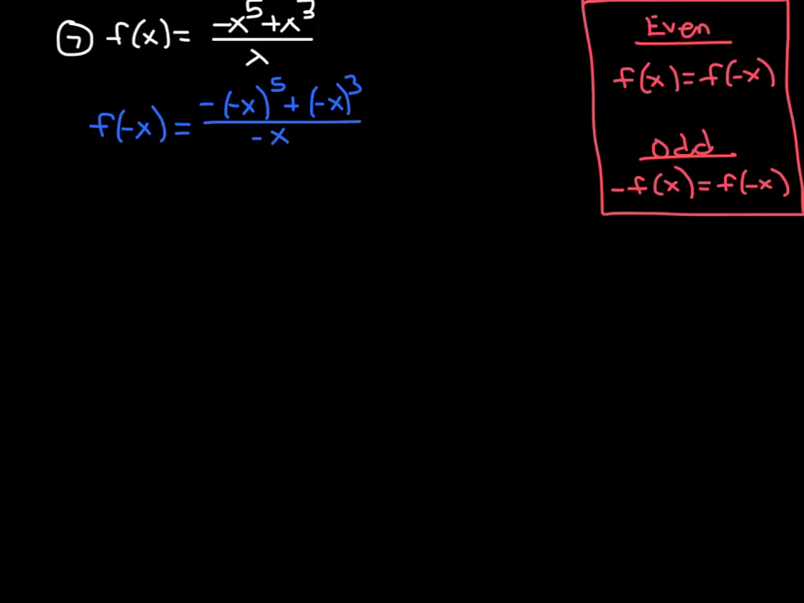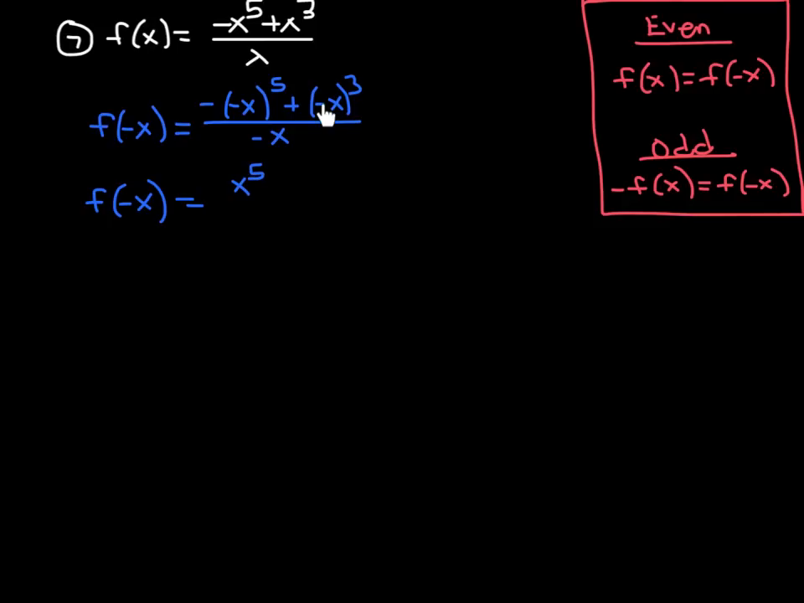All right, so let's take a look at this and see what we can do. Let's see if we can make this look like our original function, because if it is, then we can say it's even. When you take a negative and raise it to an odd power, it's negative. So we're going to have negative x to the fifth. Now, since we have a negative out here, a negative times a negative x to the fifth makes that positive x to the fifth.